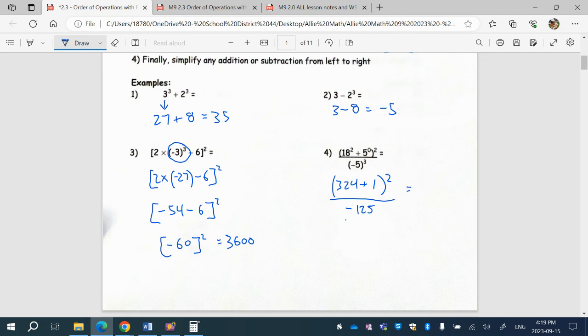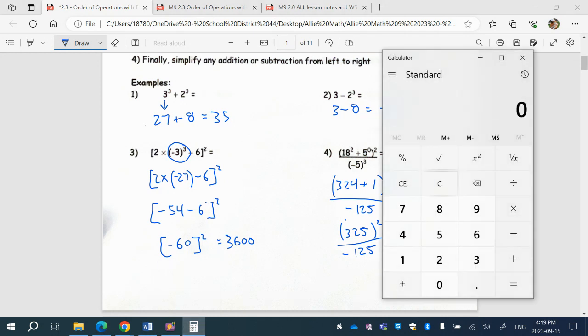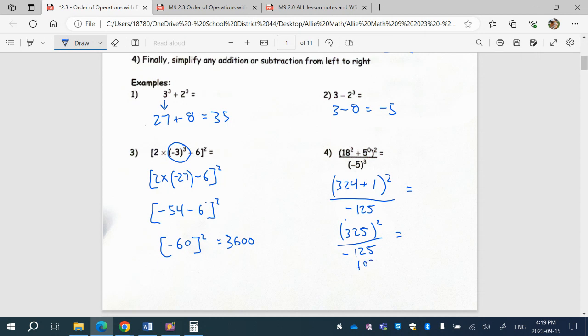Next, let's add our top. 324 plus 1, we're going to get 325 to the power of 2 over negative 125. Next, let's do our 325 squared. 325 times 325 equals 105,625. And that's all over negative 125. Our final step, let's simplify this or divide it.